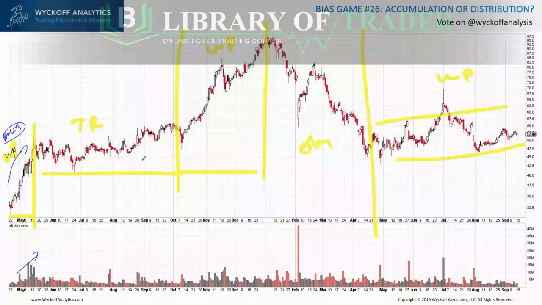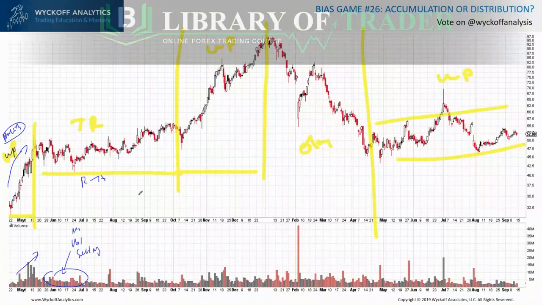Let's look at the reaccumulation, how it starts. There is no volume whatsoever, no selling. That's suggestive even in phase A and B of a reaccumulation.